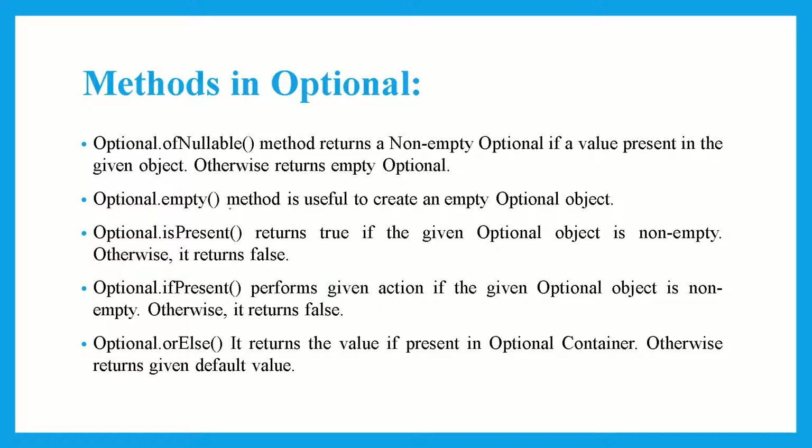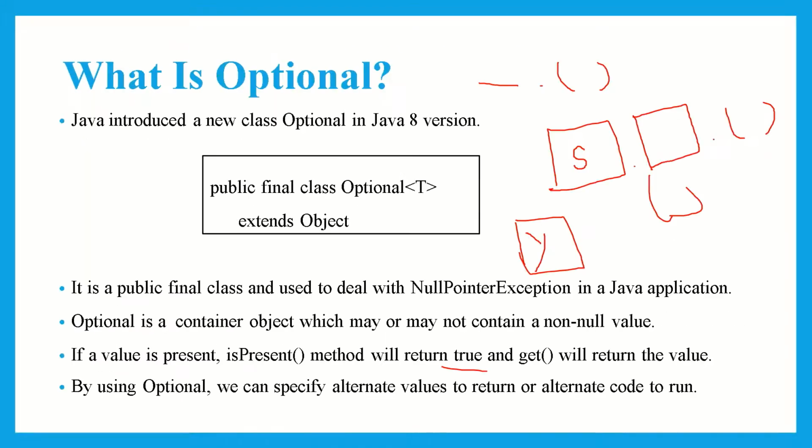Then Optional.empty. When you want to create an empty Optional object, you can use this method. Optional isPresent returns true if the given Optional object is non-empty, otherwise it returns false. Just now I showed you. Optional ifPresent performs a given action if the, okay, so this is equivalent to this third point.